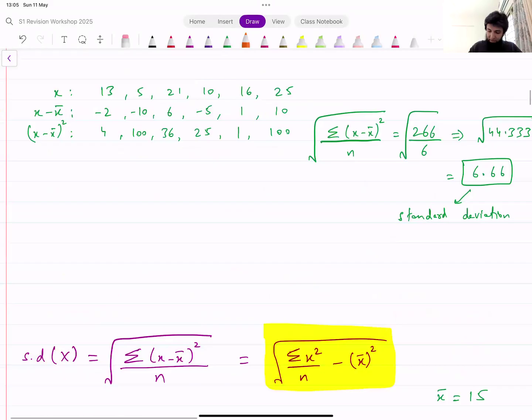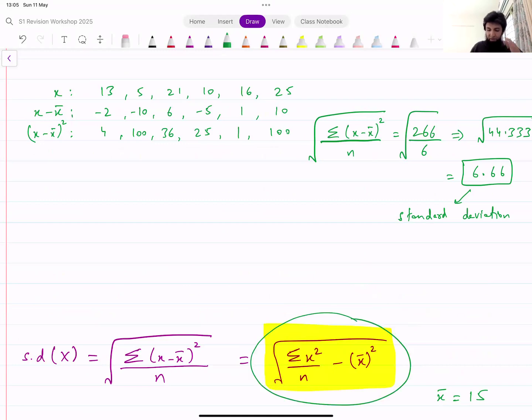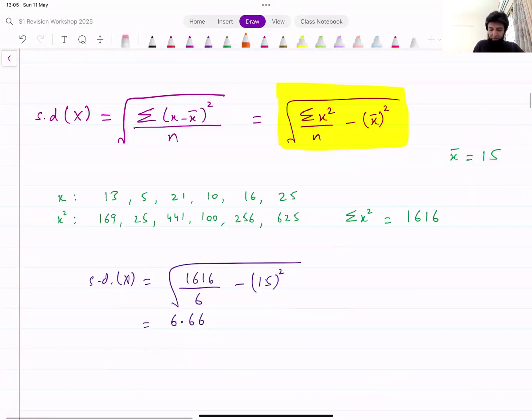Another way is this. Both of these formulas are given in the formula sheet. This is the square root of sigma x squared over n minus x bar whole squared. We will mostly be using the second formula for standard deviation because that's simpler, that's more efficient. This is the one that we will be using. These are equivalent to each other, but mostly the second formula is going to be simpler. So with the same data, if you wanted to use the second formula, how would you do that? You have sigma x squared here.